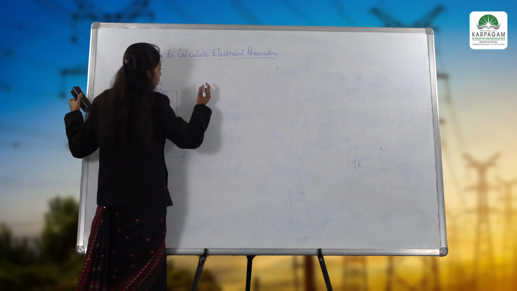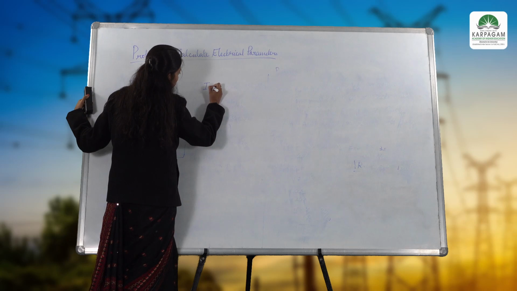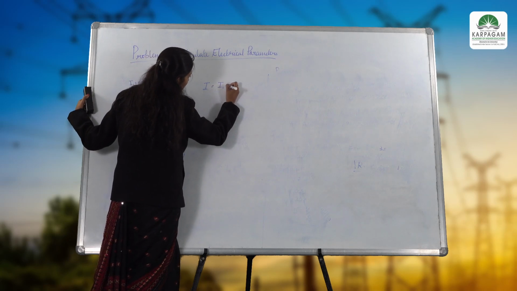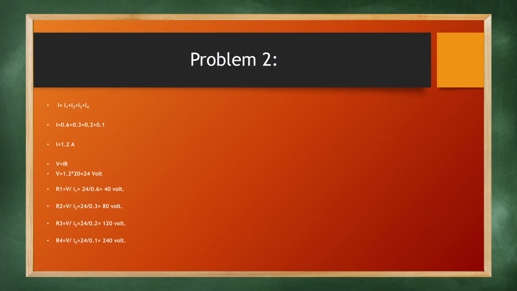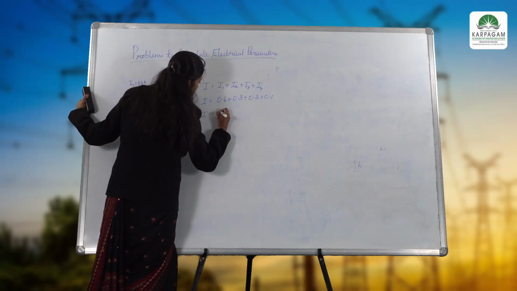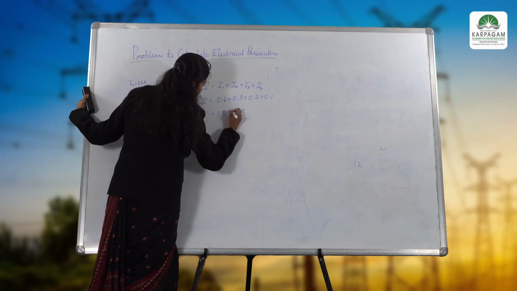So we know that I will be equal to I1 plus I2 plus I3 plus I4. So the total current I will be equal to 0.6 plus 0.3 plus 0.2 plus 0.1. So my I will be equal to 1.2 amps.